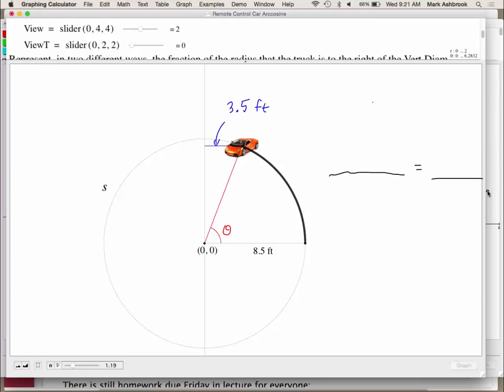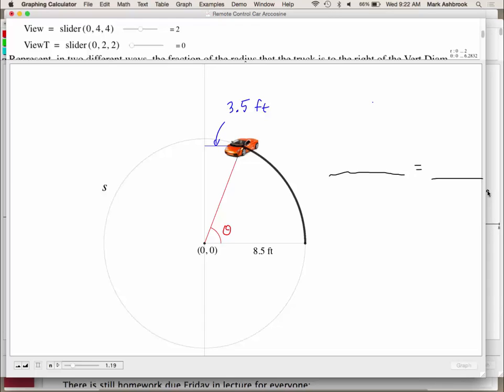How many people think they have both? How many people think they have both? Oh, it's a sad day in pre-calculus. How many people think they have one way to do it? Oh, it's a super sad day. Given all the stuff I gave you, you can't express how far the car is to the right as a fraction of the radius?